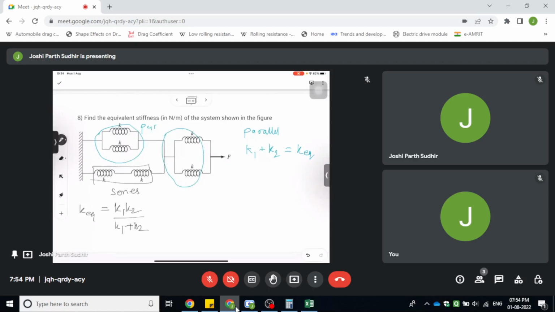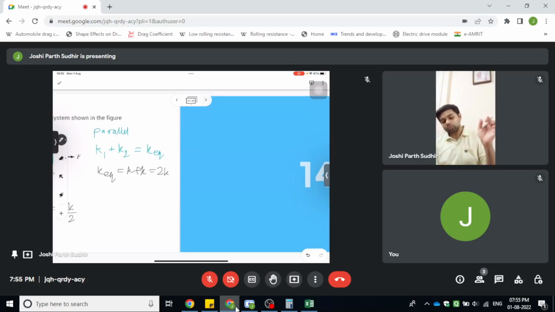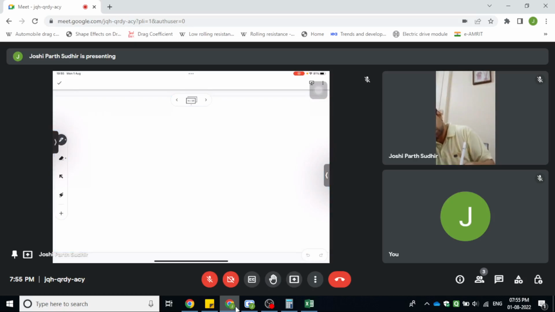So here for the two springs in series which have stiffness of K, it will be K into K divided by K plus K, which will work out to K by 2. And for these springs which are in parallel, we will get K equivalent is equal to K plus K, which is equal to 2K. So now the system will look like as follows. So we will have a spring with stiffness 2K in parallel with another spring with stiffness K by 2, and in series with that will be another spring with stiffness 2K, and a force that is applied to the system.